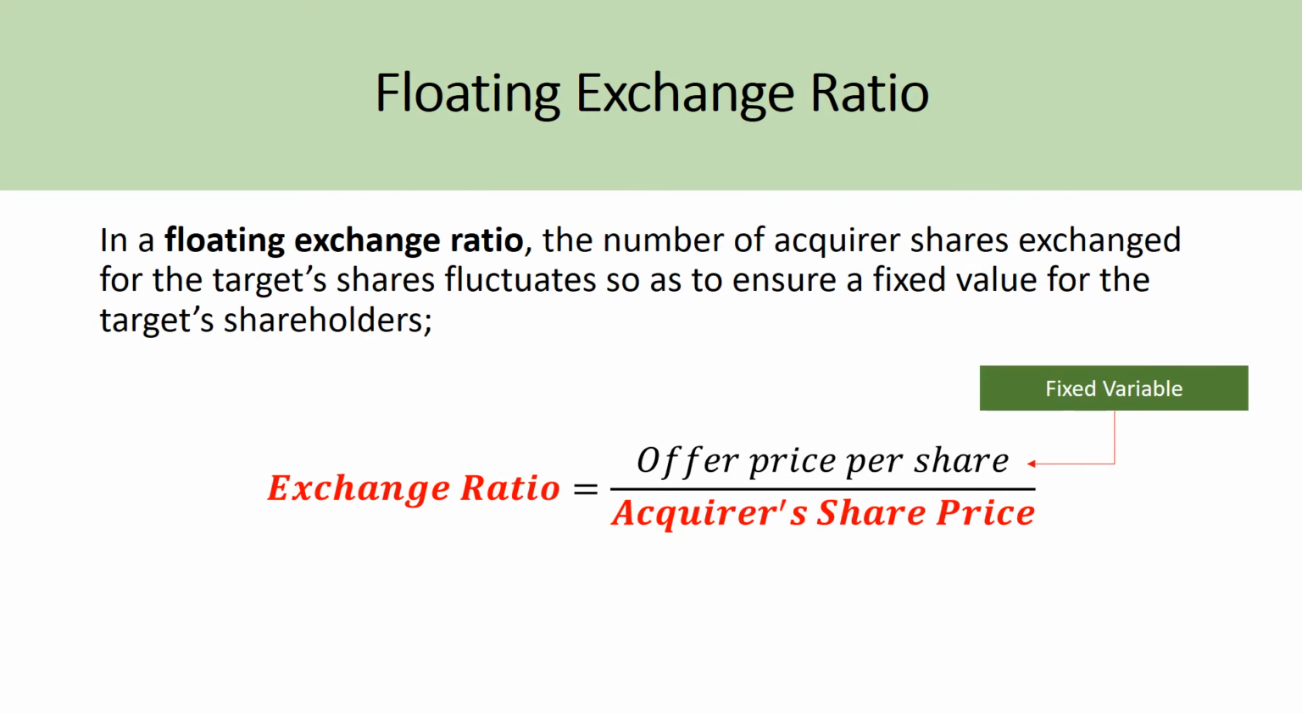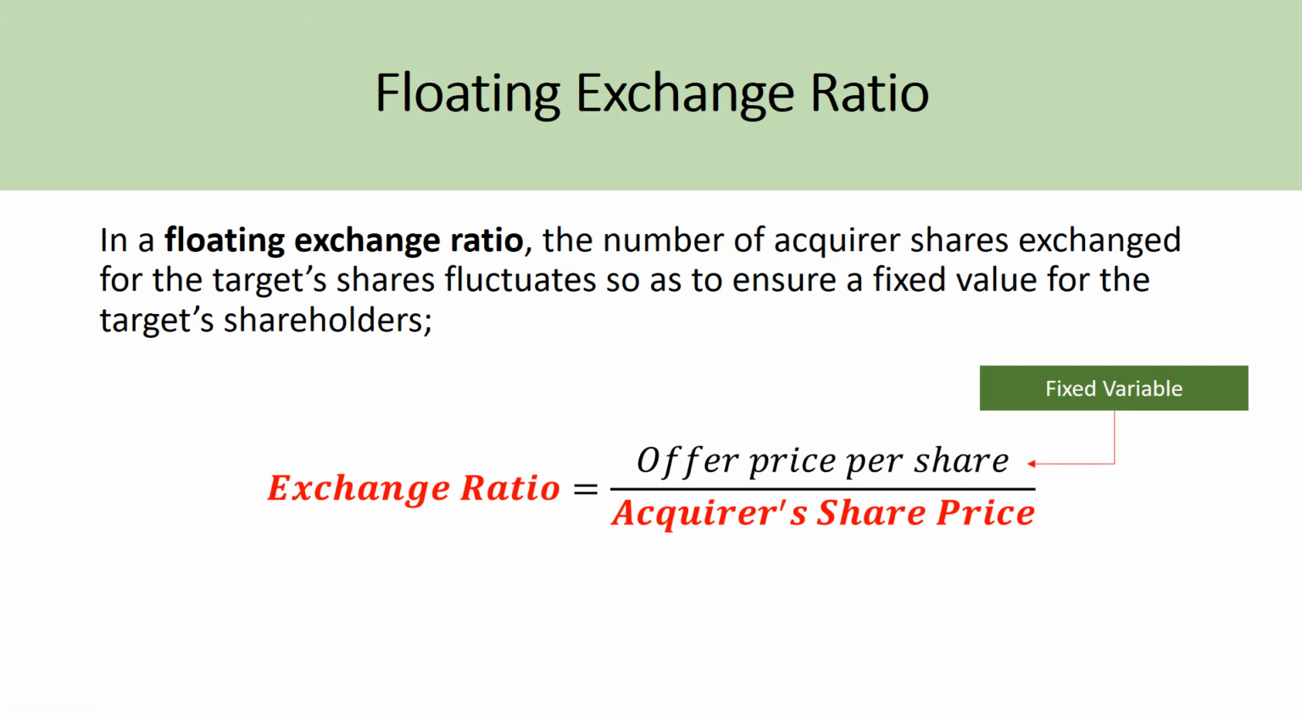In a floating exchange ratio, the number of acquired shares exchanged for the target shares fluctuates so as to ensure a fixed value for the target's shareholders. So now the difference is that the exchange ratio in the floating exchange ratio is flexible. It's floating, right? And so with the acquired share price, the potential for it to increase or decrease, now the exchange ratio can also change. Now, when that happens, what happens is the value of the deal does not change.